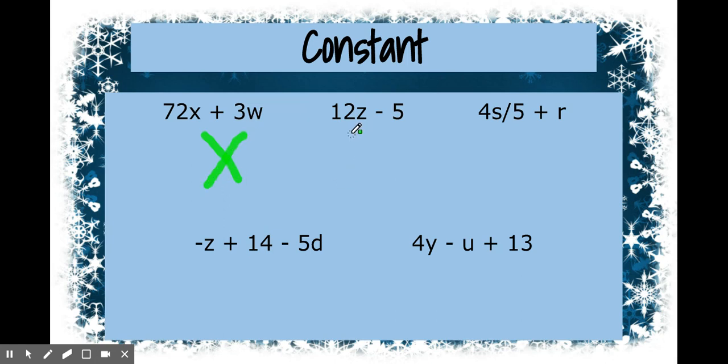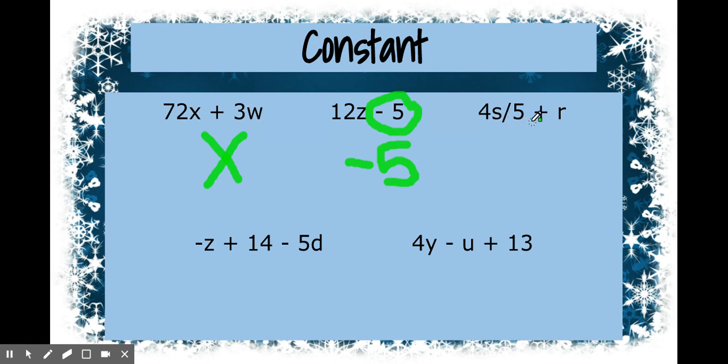I move on and I have 12z minus 5. 12 is being multiplied by the z, so it is not alone. But here I have this 5 and nothing's being multiplied by this 5. So that tells me this is a constant. But I need to make sure I'm looking at the sign in front to tell me what kind of 5 it is. In this case, my constant is a negative 5.